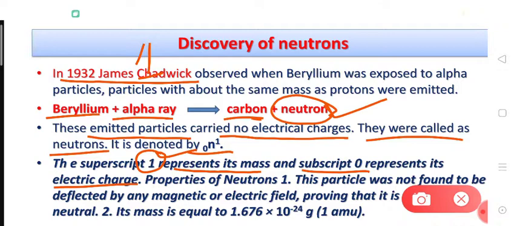Now this particle was not found to be deflected by any magnetic or electric field. These are the properties of neutrons: the particle did not deflect in a magnetic or electric field, proving that it is electrically neutral in nature. Now the absolute mass of the neutron, which is almost equal to the mass of the proton, is 1.67 into 10 to the power minus 27. This should be minus 27; it has been mistyped.